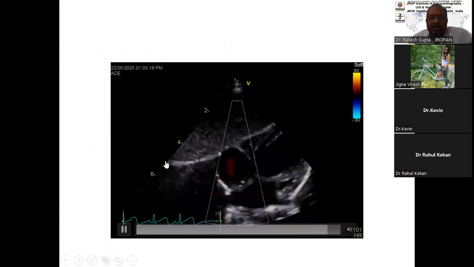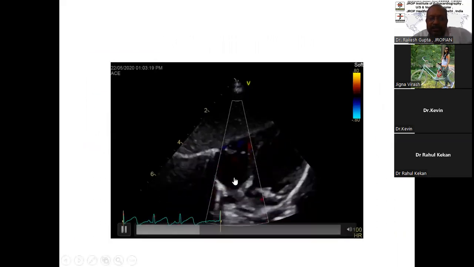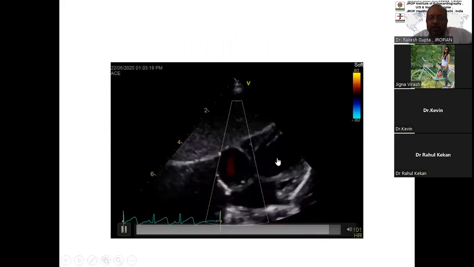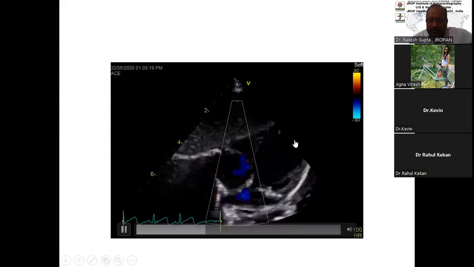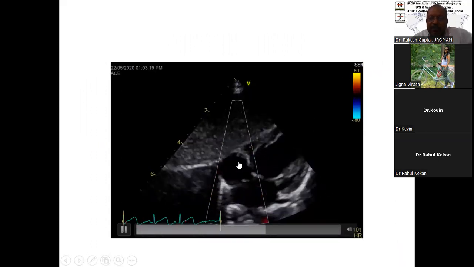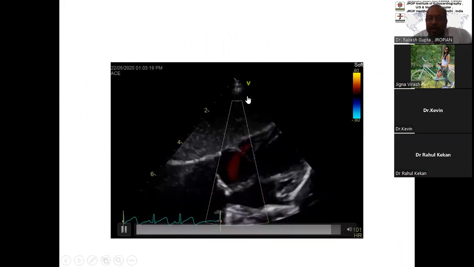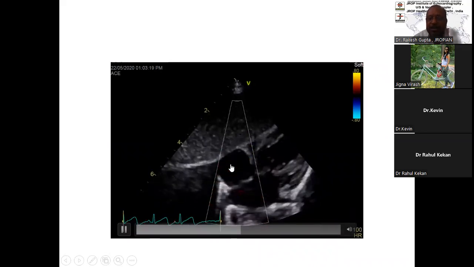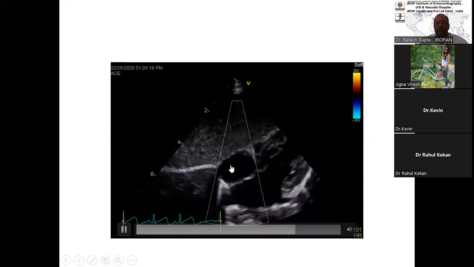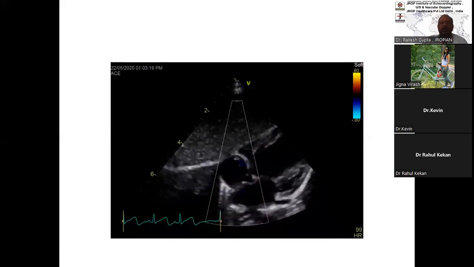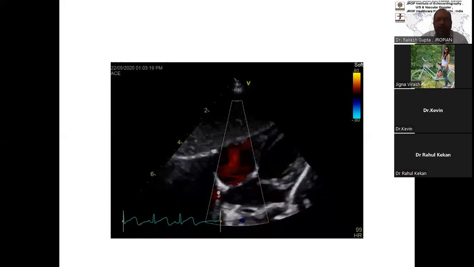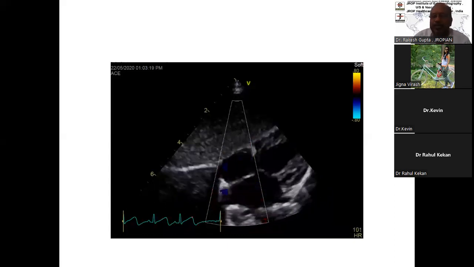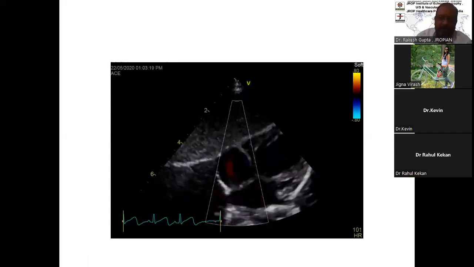What is the implication of this? When you open up your IVC, this is a morphological RA, and when you go to the subcostal window, your left ventricle should point to the left. RV and RA are anterior to the left. Now look, this is anterior and this is LV. It means it's situs solitus. This is what is known as D-loop for our day-to-day practice.